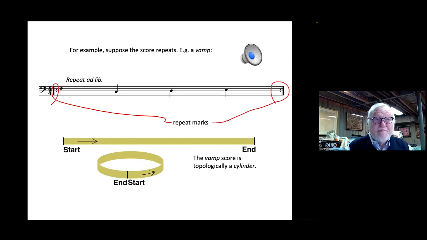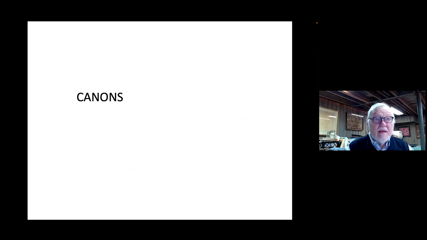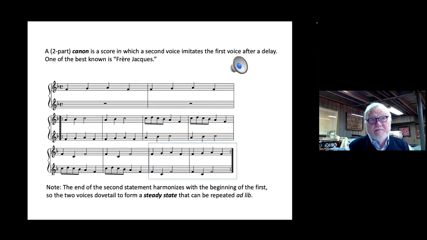Now, how about canons? Well, the simplest kind of canon is in just two parts. And in the simplest of those, you have a second voice which imitates the first voice after a delay, imitates it exactly. And the best one known is this one, Frère Jacques.